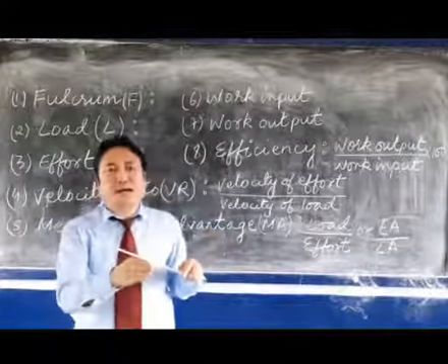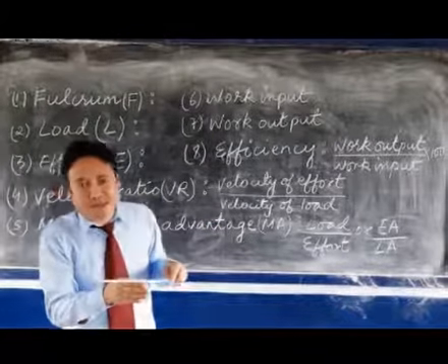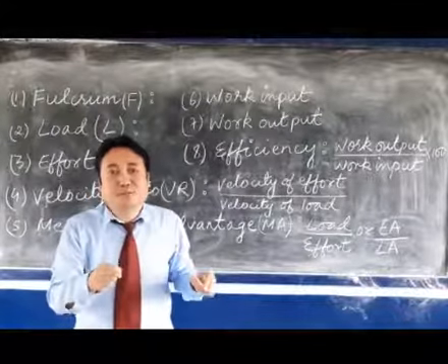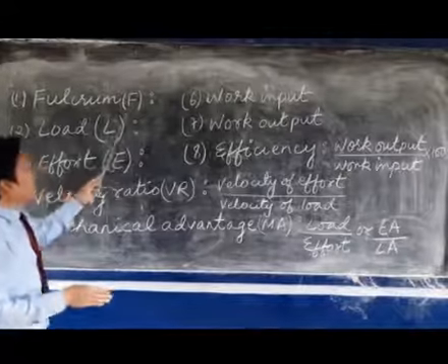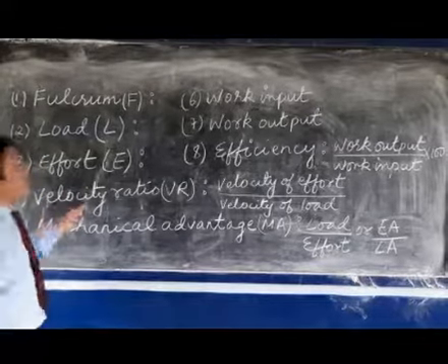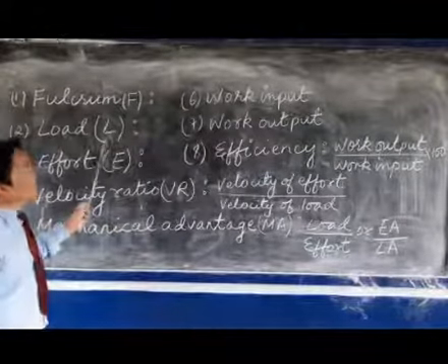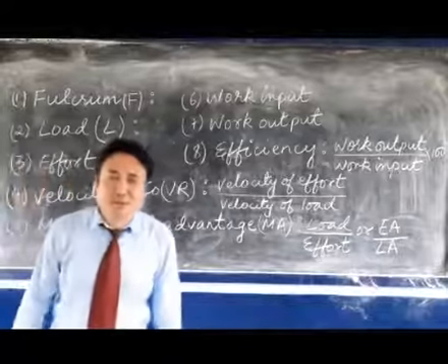Okay, so always in a machine there is a presence of fulcrum, and fulcrum is a fixed point about which the machine turns. So that is number 1. Next one is a load. So load can be written as L. Capital letter L denotes the load.